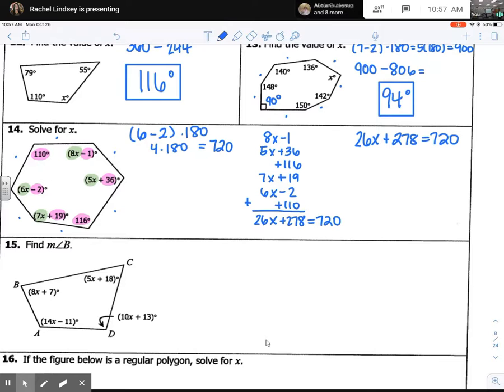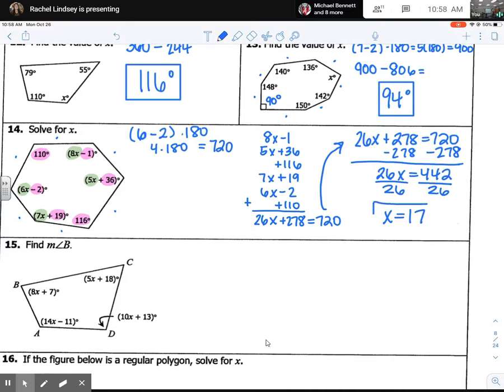Okay, so I just rewrote that up here so I could do the math. Now I'm going to use inverse operations to solve. So I'll subtract 278. 720 minus 278 is 442. What's 442 divided by 26? 17. So x equals 17.